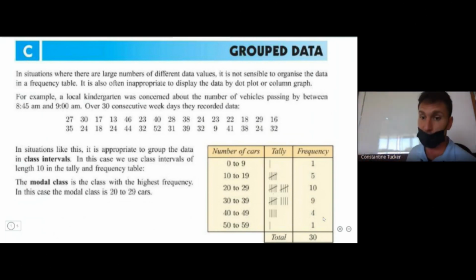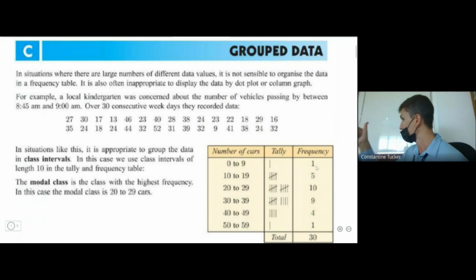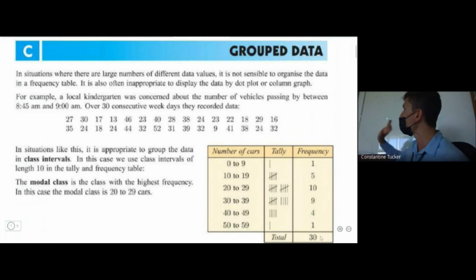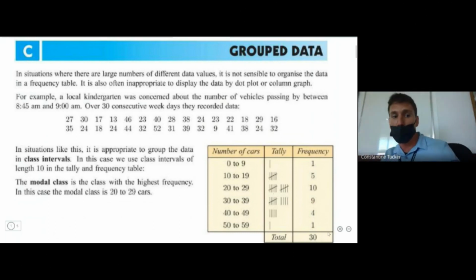How many? 1. Excellent. So you see, lovely. How many cars did we have in total? 30. There you go. So you see, this is a really useful tool. All right. But now, what do we do with this?